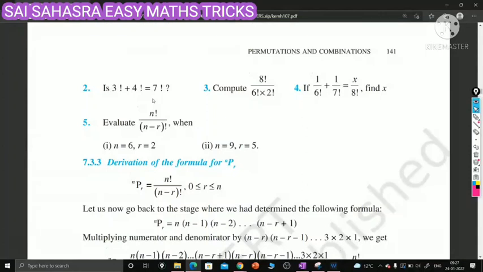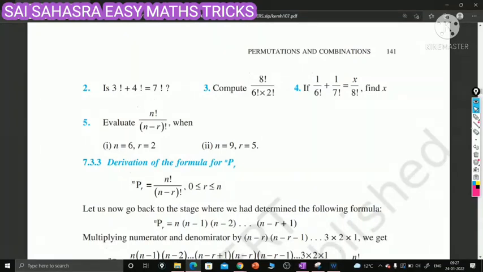30. Does 7 factorial give us 30? No, sir. 7 factorial is 7 into 6 into 5 into 4 into 3 into 2 into 1. So finally you can write that 3 factorial plus 4 factorial is not equal to 7 factorial.